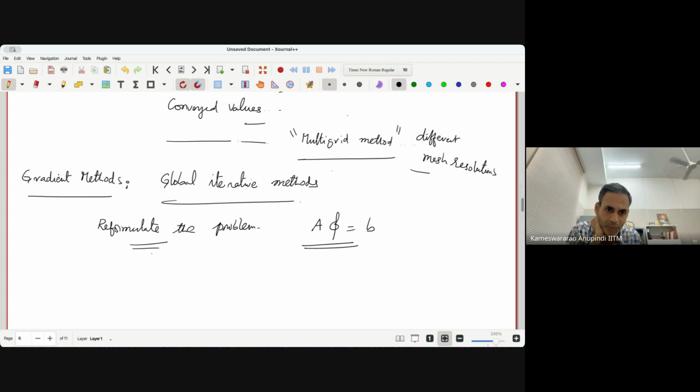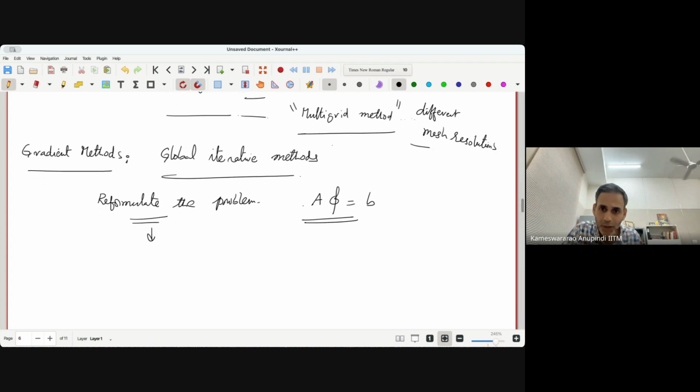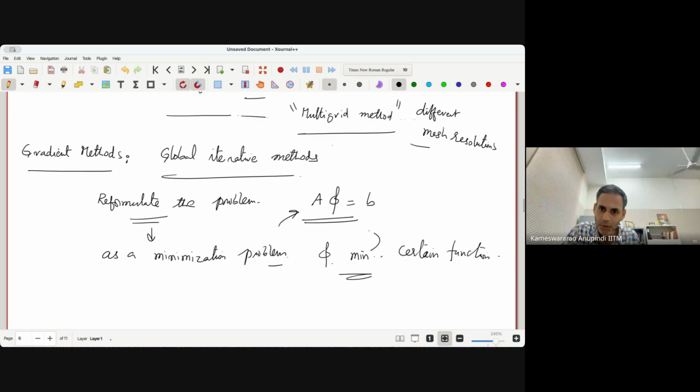They reformulate the problem such that instead of solving for A phi equal to B, they solve something else related to this one. What is that something else? Essentially they reformulate the problem as a minimization problem. That means if I have some function, I can always try to minimize that function. So they're going to build a function and say that if I can find the minimum of this function, that is same as solving for A phi equal to B. That means phi, which happens to be the minimum of a certain function, which we're going to see soon, is also going to be the solution for A phi equal to B.